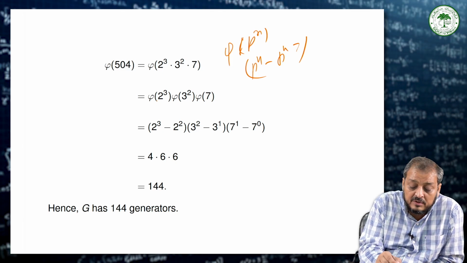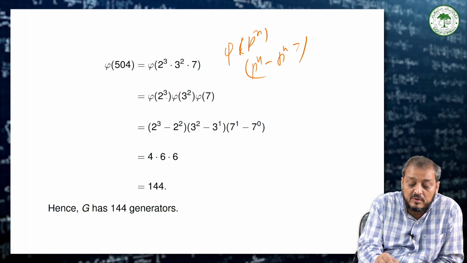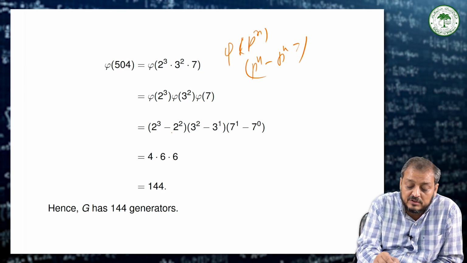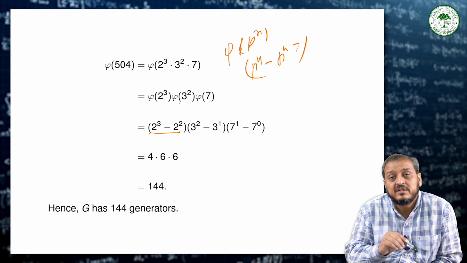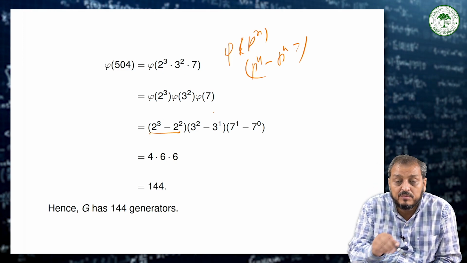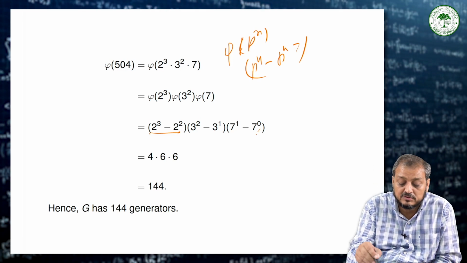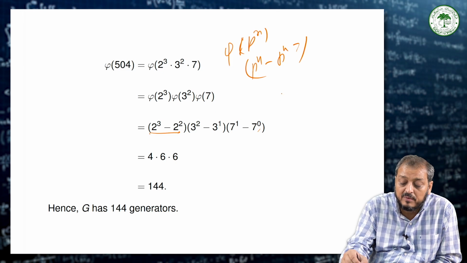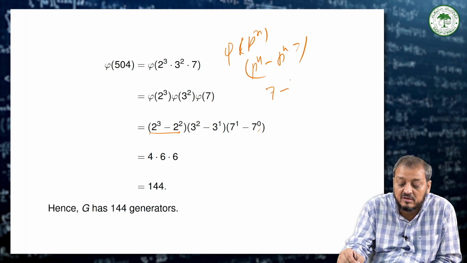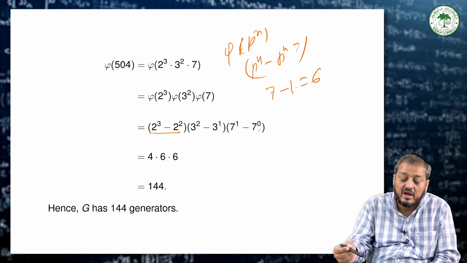So 2 is a prime, so phi of 2 to the power 3 can be written as 2 to the power 3 minus 2 to the power 3 minus 1, which is equal to 4. Similarly, 3 is also a prime, so phi of 3 squared is 3 squared minus 3 to the power 1, and 7 is also prime, so phi of 7 is 7 to the power 1 minus 7 to the power 0, which is 7 minus 1, equal to 6.